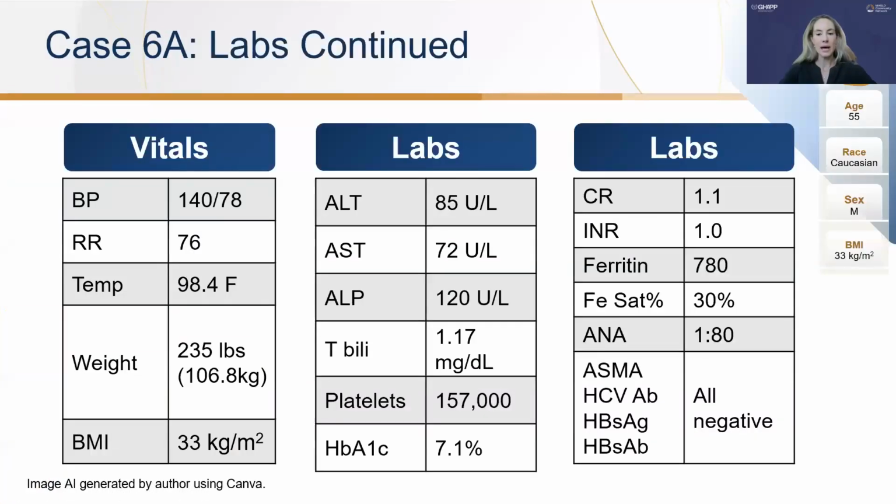Okay, so looking at his labs, or actually let's look at his vitals first. His blood pressure is notably elevated here, consistent with his history of hypertension. Again, that BMI is 33, putting him in the obesity range.